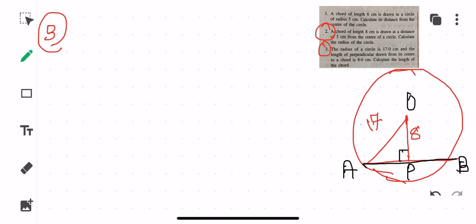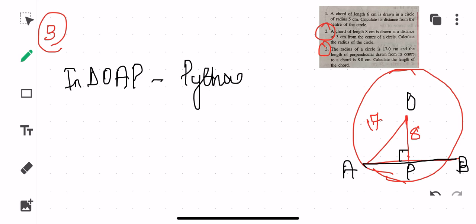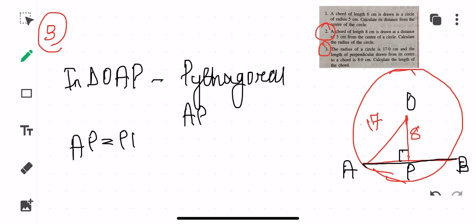So first you will be writing down, children, that in triangle OAP you will be applying Pythagoras theorem. See, children, in questions of this type, it is very easy for you to find the answer. What is important is you should present your answer nicely with the help of statements. So by Pythagoras theorem you can find AP. Now you will be writing that AP is equal to PB. So here you will be getting the value of AP.